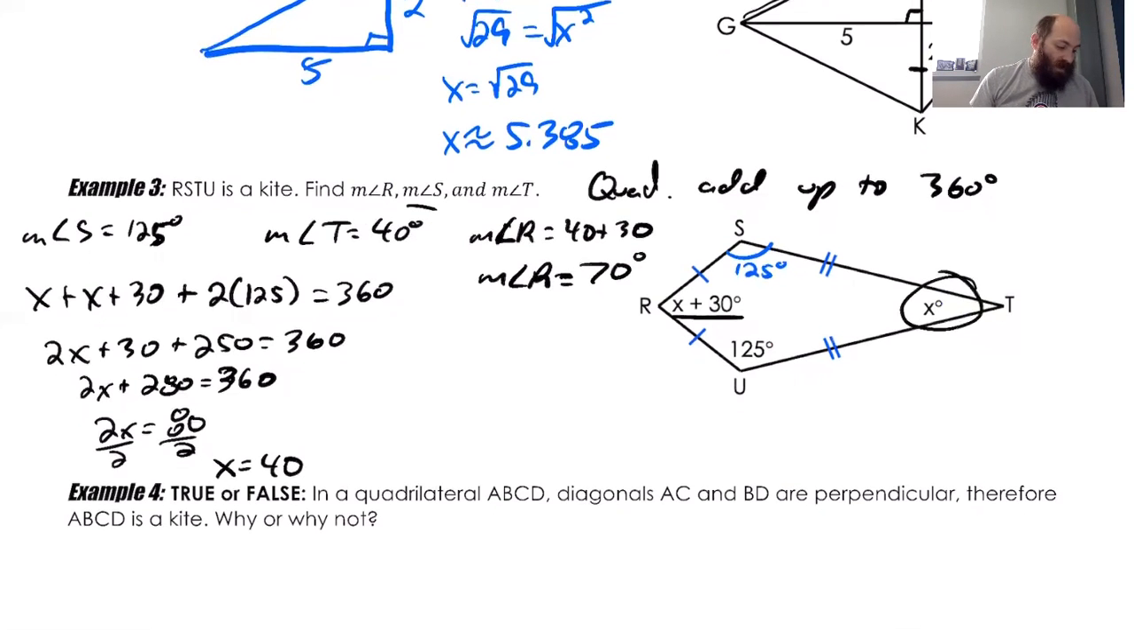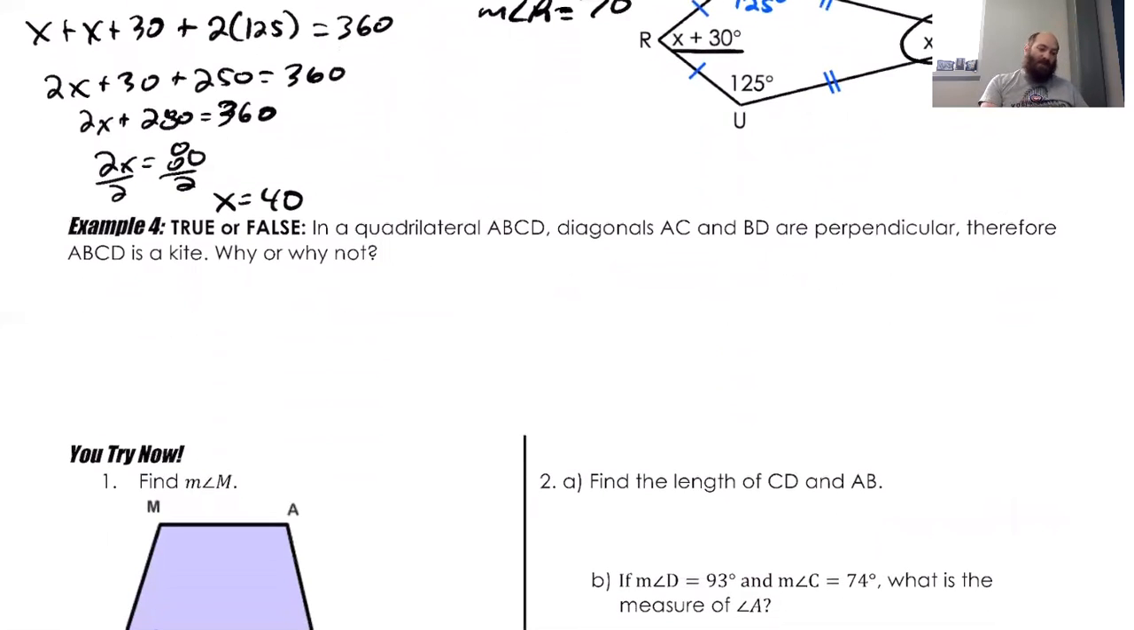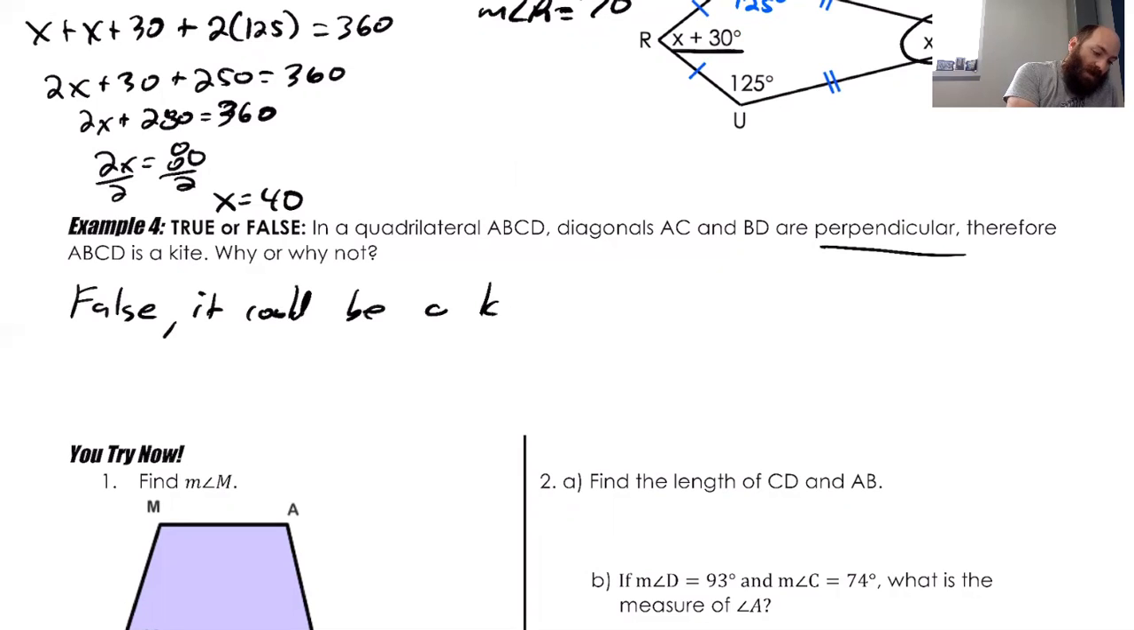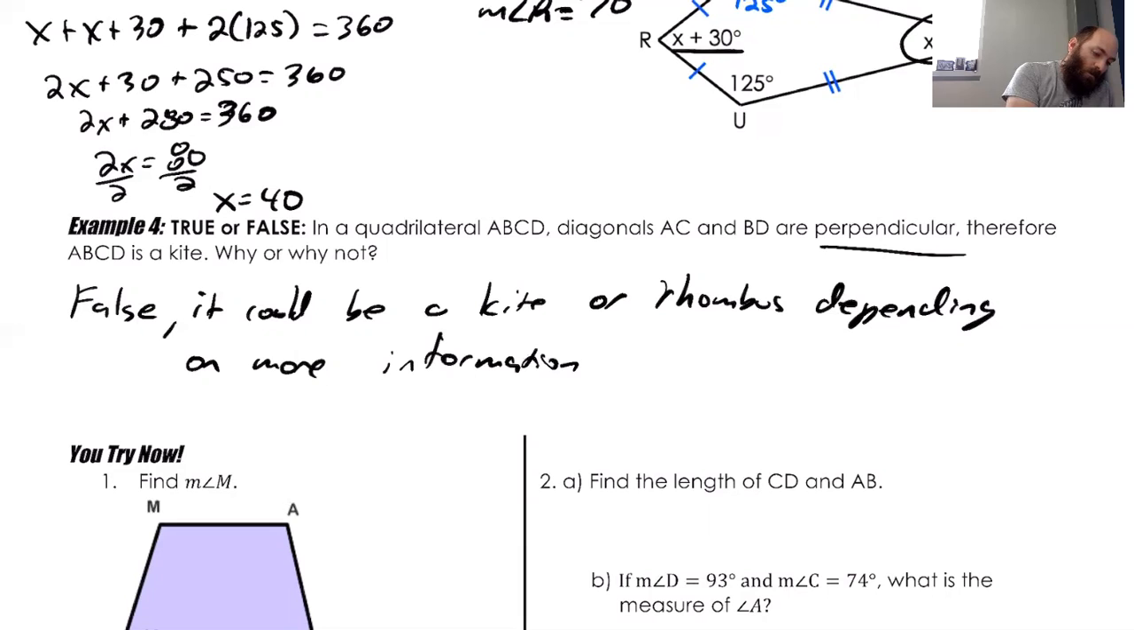All right. Example 4, true or false? In a quadrilateral ABCD, diagonals AC and BD are perpendicular. Therefore, ABCD is a kite. Why or why not? This one's a little bit tough. We just talked about that earlier. AC and BD are perpendicular. It could be a kite, or it could be a rhombus. I'm going to say false in this case. If I had to use true or false, I'm going to say false. And the reason why not is it could be a kite or a rhombus, depending on more information. So that's what we would want to look for on there.